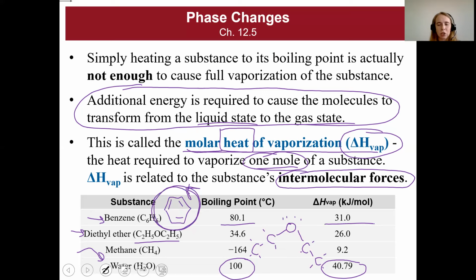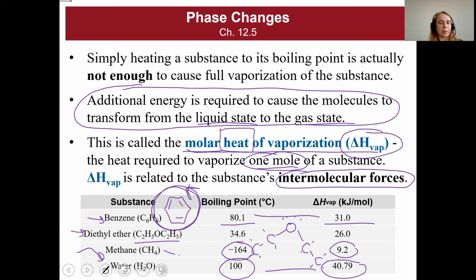But we're not actually talking about intermolecular forces, right? So the main point is that these are correlated. When boiling point is higher, delta H of vaporization is higher. When boiling point is lower, like with methane, really, really low, delta H of vaporization is pretty low.